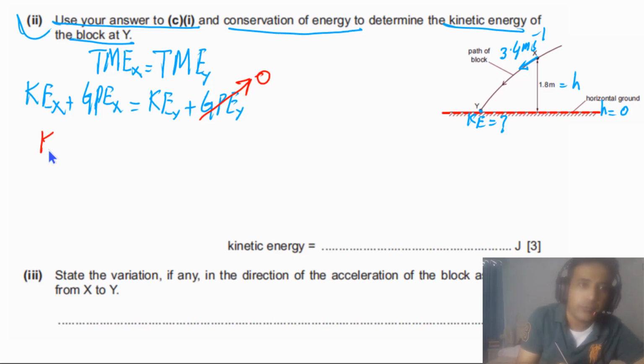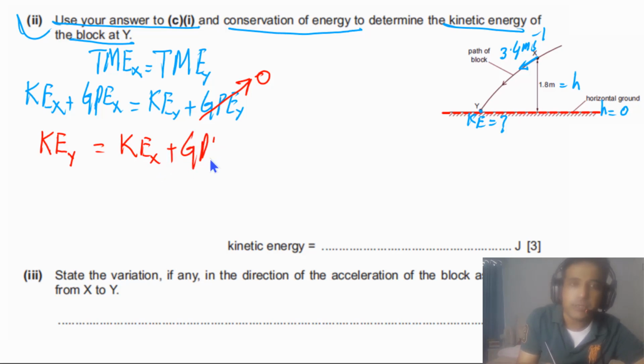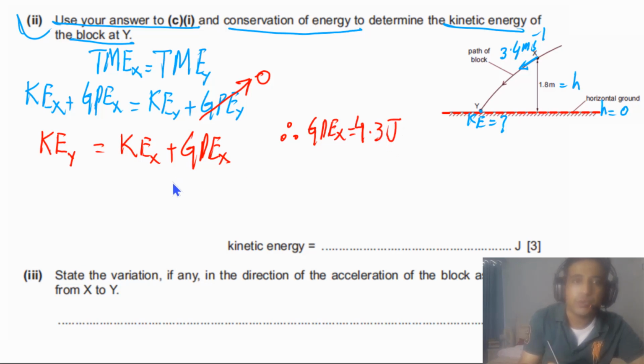So now simply we can rearrange, we can write down kinetic energy at point Y. This one has to be equal to kinetic energy at point X plus GPE at point X. And for this question already we have calculated GPE at X, and GPE at X in the last part we have calculated, that was equal to 4.3 joules. We just calculated in the previous part, that was equal to 4.3 joules. So simply we can write down here, this is equal to 4.3 joules.